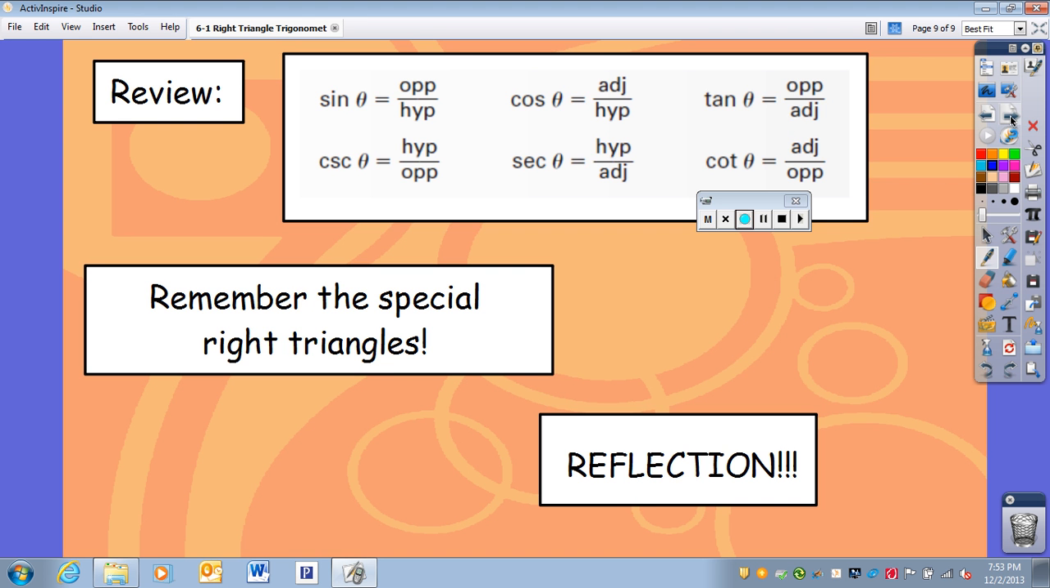In review, here are the ratios of the 6 trig functions. Please remember the special right triangles, and please remember to complete the reflection.